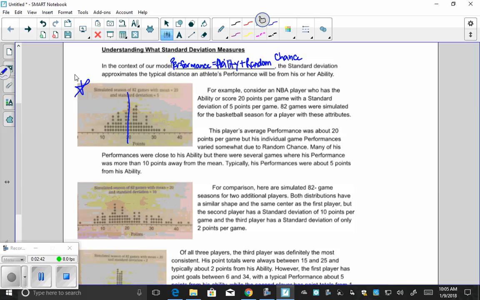But his individual game performances varied somewhat due to random chance, because every time they score something, it's by random chance. Many of his performances were close to his ability. So the standard deviation is about 5, so it's going to be somewhere about here and here. And there's a lot of data within this area. That's a lot of data. So most of his performances were about 5 points to the left or right of his average.